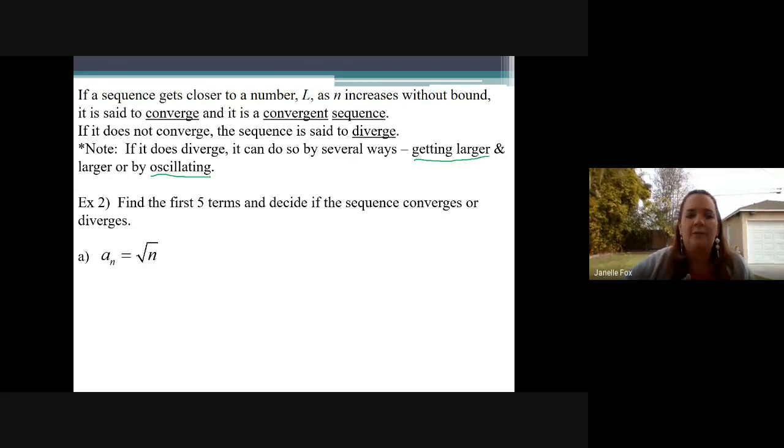So let's plug in the numbers 1, 2, 3, 4, and 5, just like they asked us to, and write out some of these terms. So the first term is 1, because the square root of 1 is 1. And then we have rad 2, and then we have rad 3. Rad 4 is actually 2, and then we have rad 5.